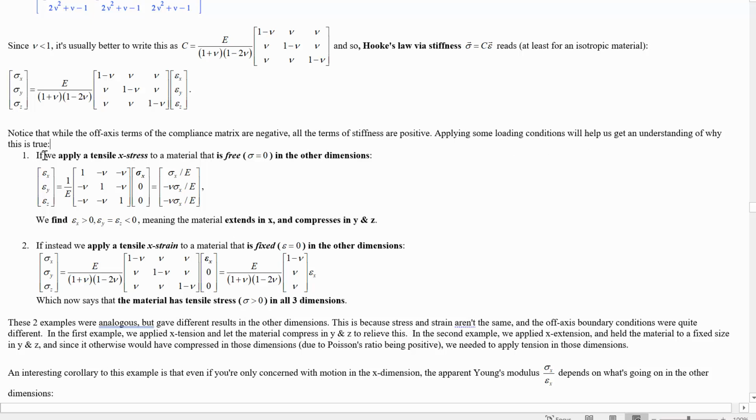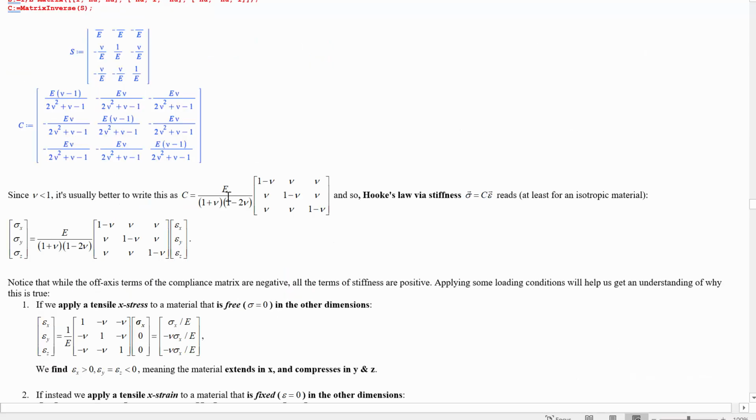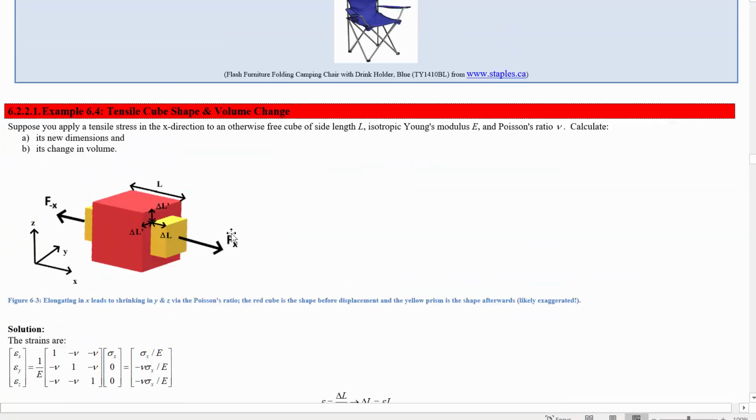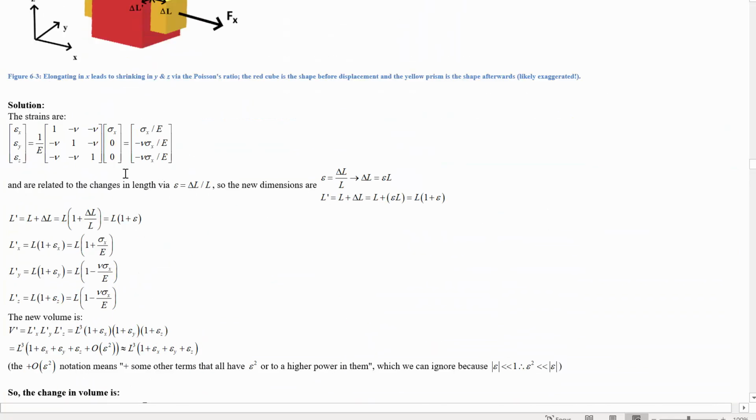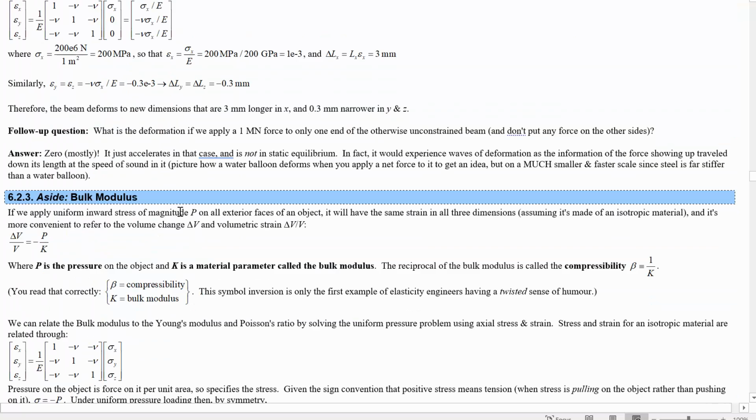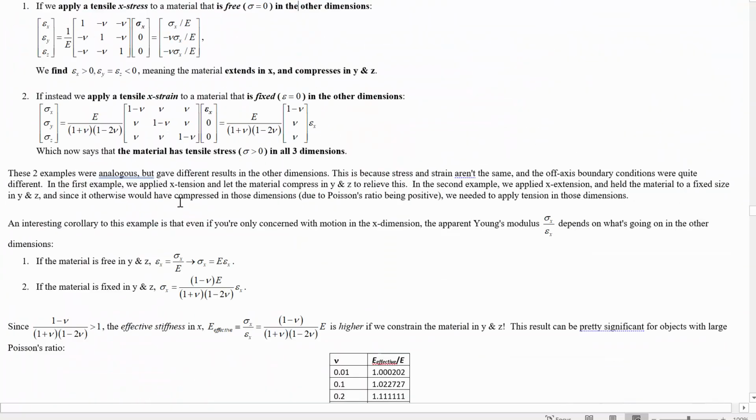If we apply a tensile X stress to a material that's otherwise free, then it's really easy to see how that works out by using the compliance matrix. Because if it's otherwise free, we can put in 0 and 0 for the stress components in the non-X direction. And then we can multiply this across and see what we get. So this says if it's otherwise free, applying this X stress will make a negative strain in Y and Z. And that is exactly the example we did a little while ago where we pulled on this cube in one dimension. It was free in the other dimension, so it compressed in those dimensions. All right, that's fine.